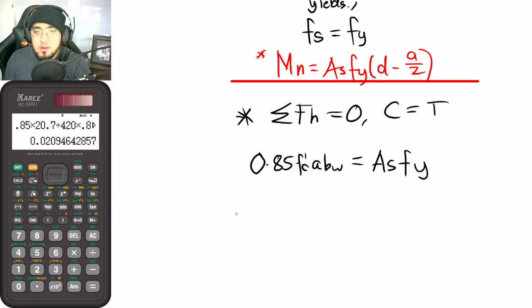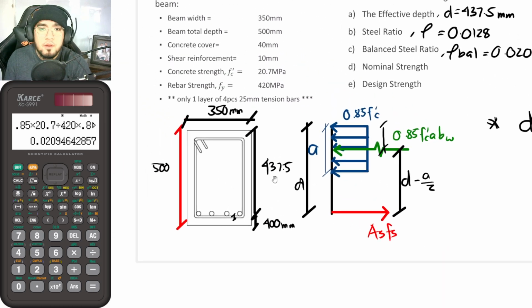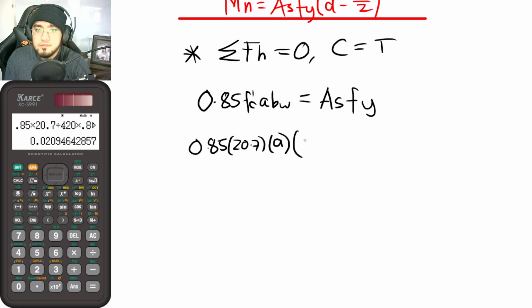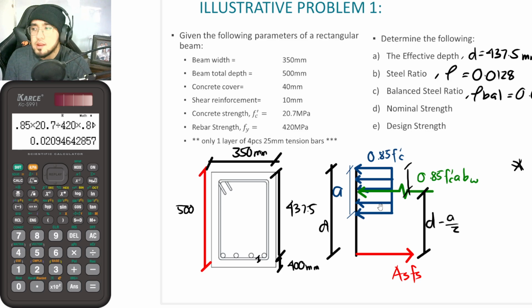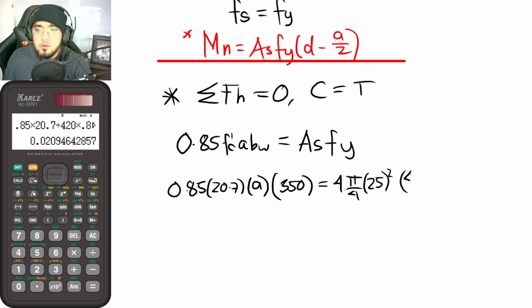Okay, so substituting known values, this is 0.85. The value for f'c is 20.7. The value of a, sorry, we are actually solving for that. The value for bw is 350. So this is now equal to As. Our As, once again, is 4 pieces of 25 millimeter bars. So this is now our As. And for our Fy, that is, I think, 420. So 420. Okay, so from that, we can now solve for the value of a.